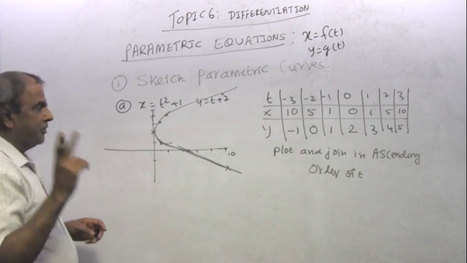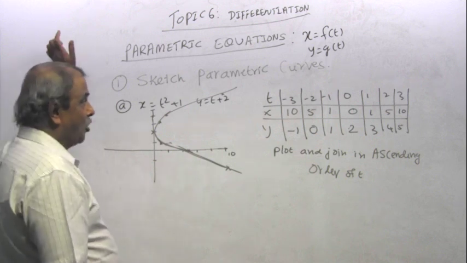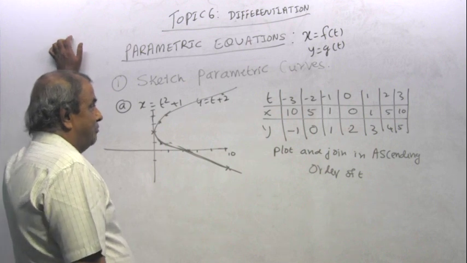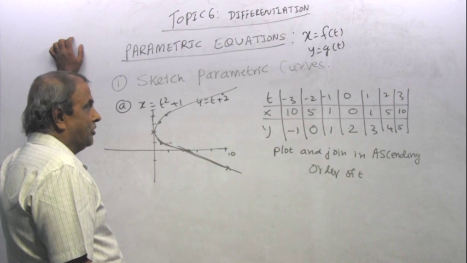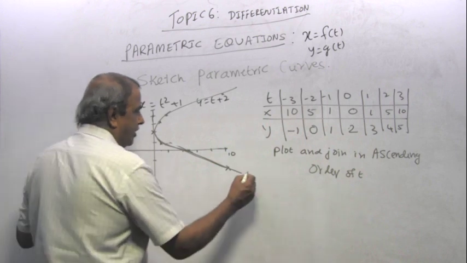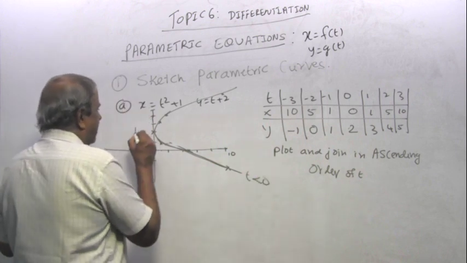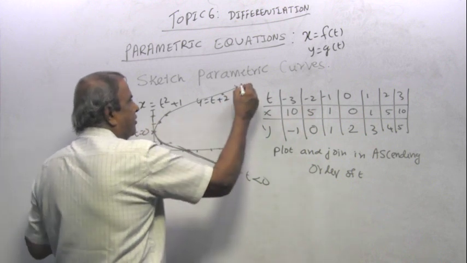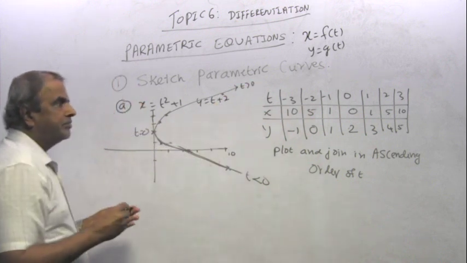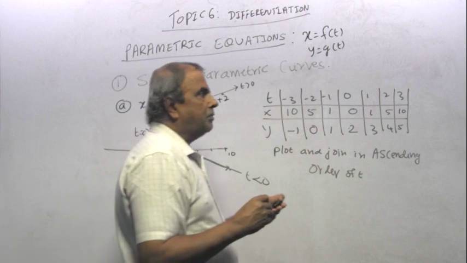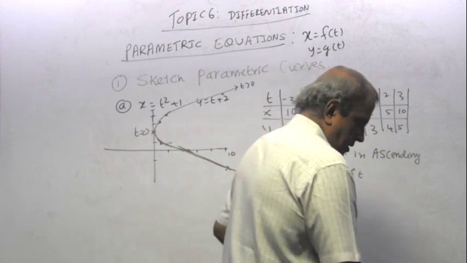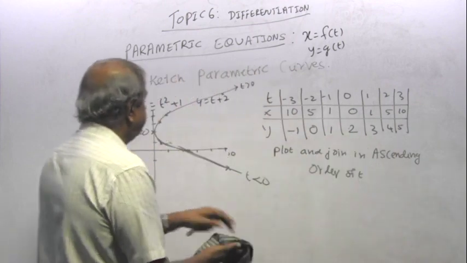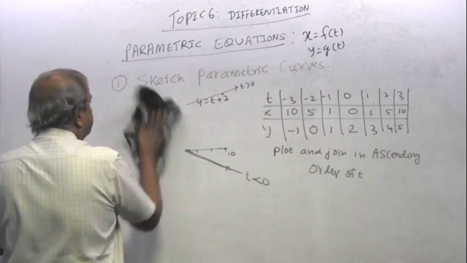Ascending order of t. Sometimes they say showing the branch of the curve for t less than 0, t equal to 0 and t greater than 0. So this is t less than 0, that's t equal to 0, that's t greater than 0. Let me take another example.